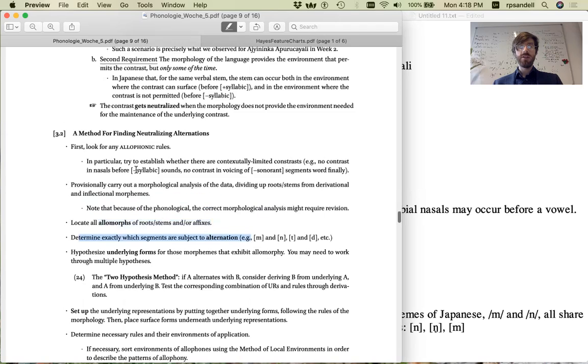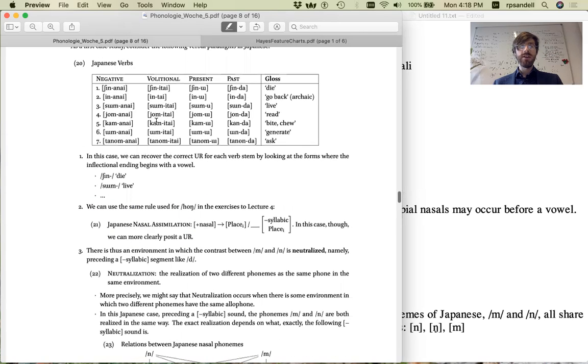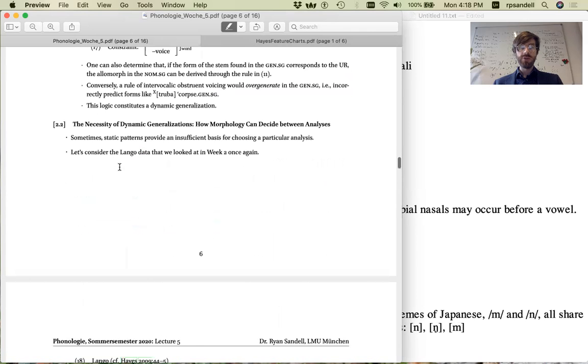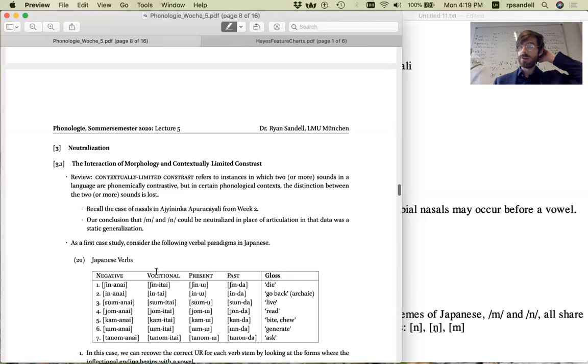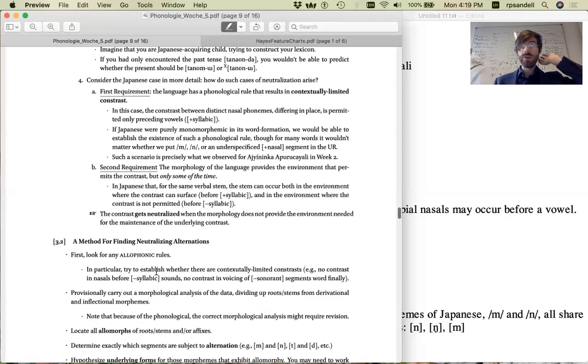So in the Japanese data, we see that the segments ma and n are subject to alternation. In the Russian data, if we go back here, we would find that segments like za and sa, ga and ka, da and ta, ba and pa are subject to alternation. So those are things that we would list.